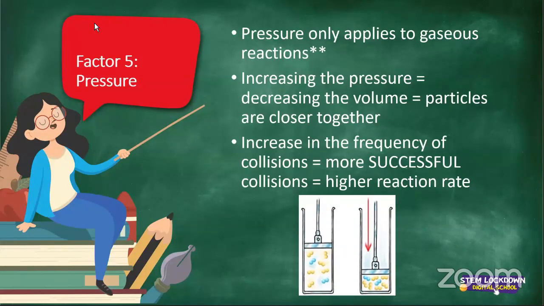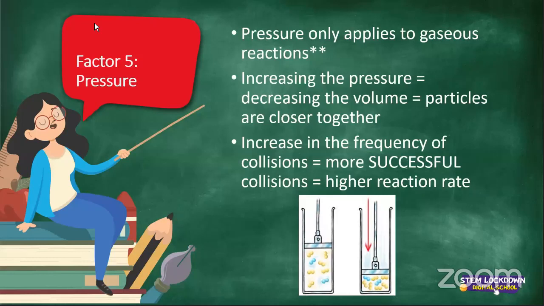So when your amount of particles is the same and you're increasing the pressure, what will happen is you're making the volume smaller, so your particles will come closer together. So you're not changing your particles, you're changing the space that the particles are in. And obviously if you're decreasing the pressure, you've got the opposite thing happening. So by decreasing the pressure, you are increasing the volume.